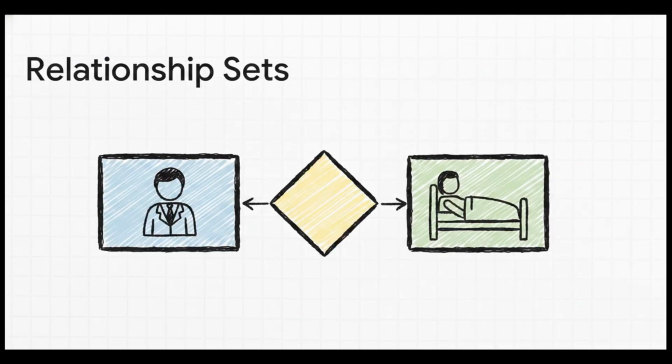Okay, so we've got our raw materials, right? Our entities, attributes, and keys. Relationship sets are essentially the mortar that connects all these blocks together.